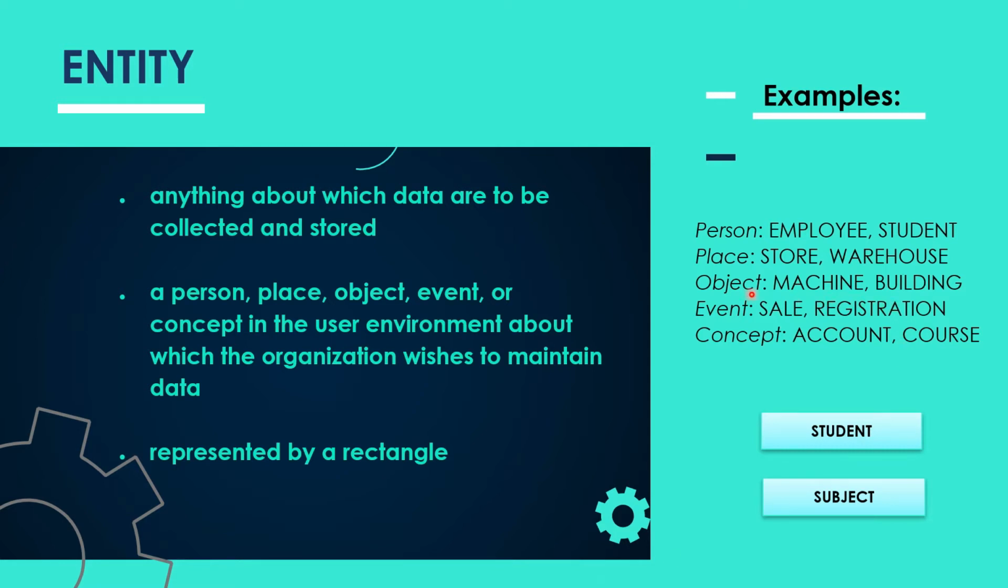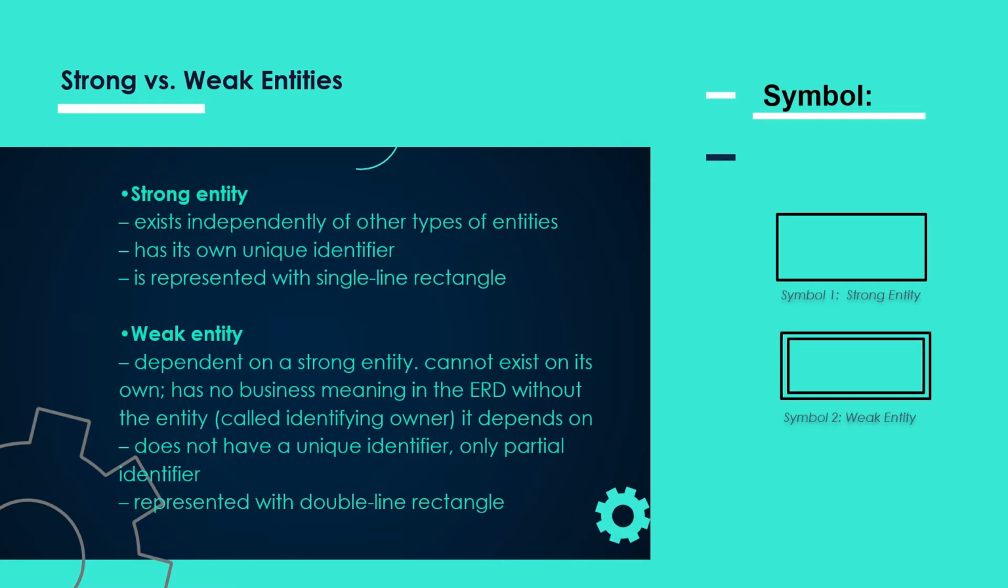Examples of entity. For person, it can be an employee or a student. For place, it can be a store or a warehouse. For object, it can be a machine or a building. For event, it can be a sale or registration. For concept, we have account or course. We have our example here, student and subject. These are both entities. An entity can be categorized into two types. It can be a strong or weak entity.